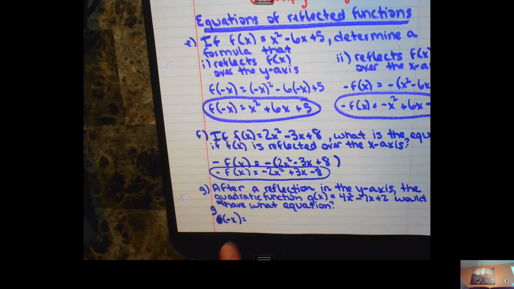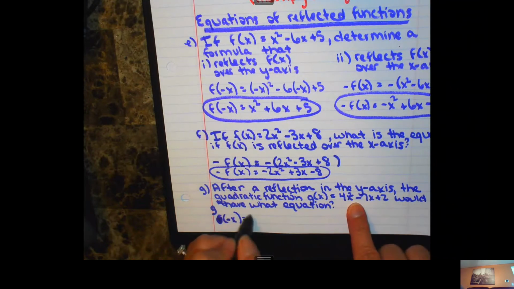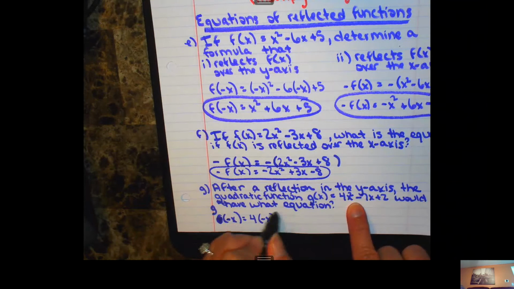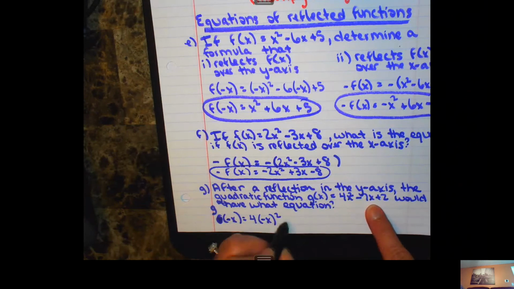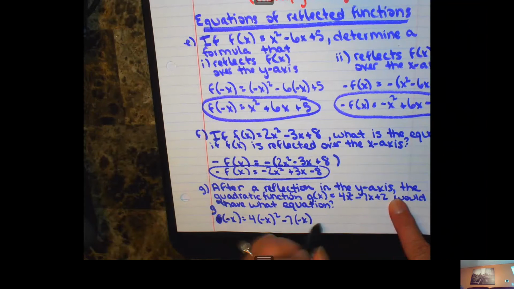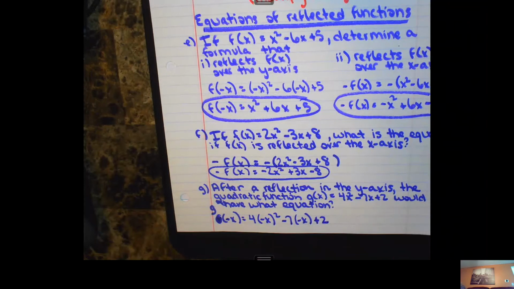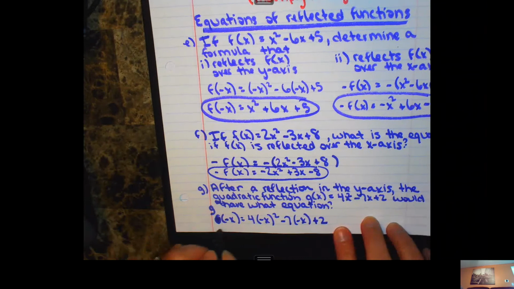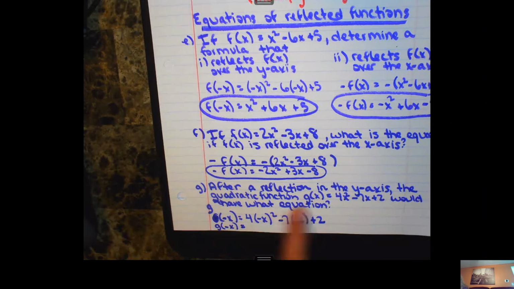We are changing every x to negative x. So instead of 4 times x squared, it's going to be 4 times negative x squared. Instead of minus 7 times x, it's minus 7 times negative x. And then we bring down the plus 2. Now we're going to simplify this by getting rid of some of these parentheses. So I have g of negative x equals. Notice we're not writing g of x because this was the original, and now we're changing it.